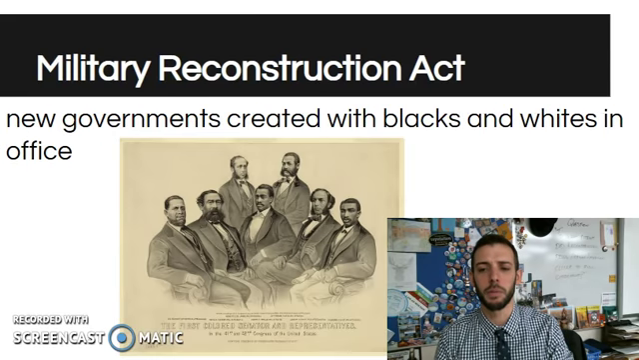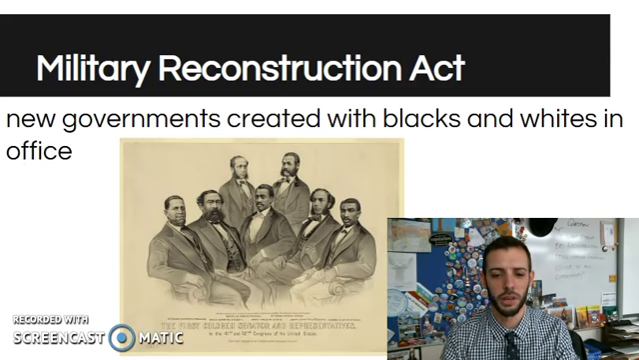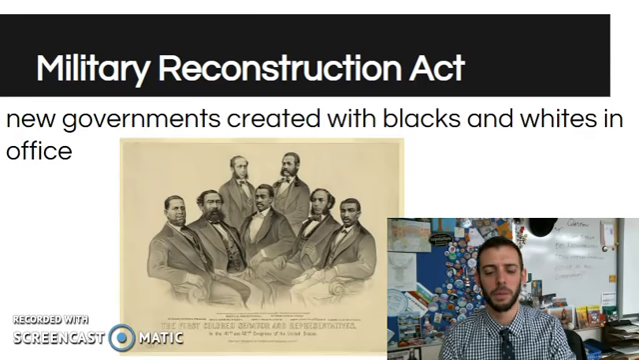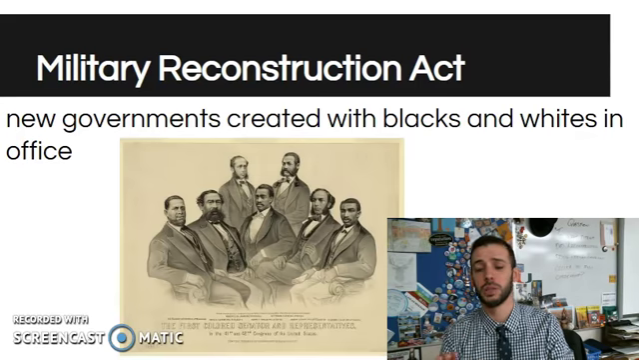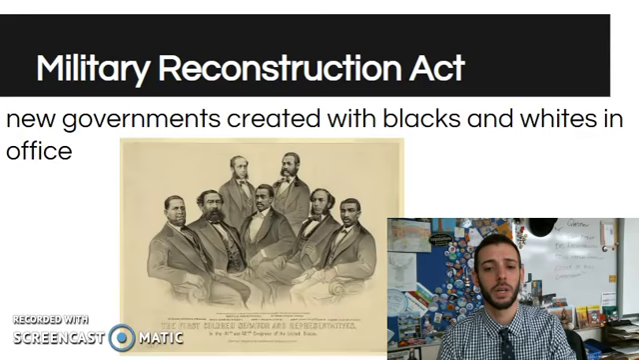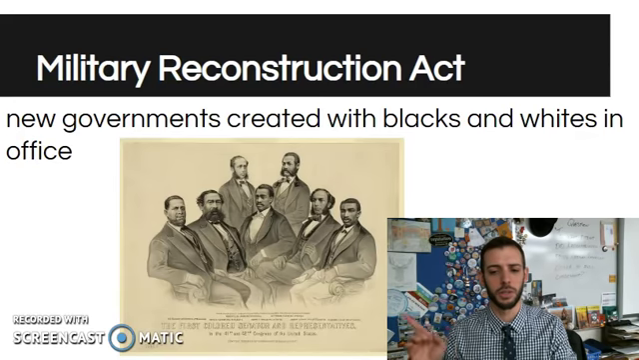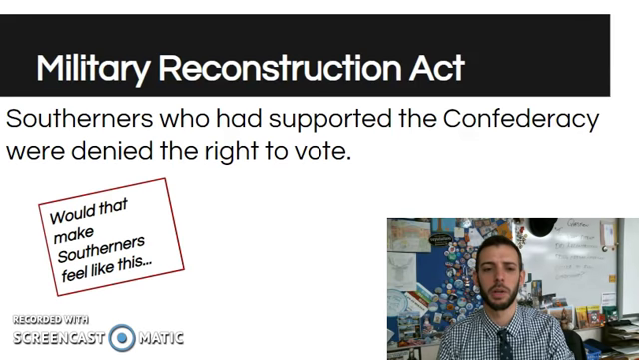Well, those new governments are now created with blacks and whites in office. This image right here shows you the first colored senator and representatives. Again, I talk about in my class that the term colored is used in history, but it is not an appropriate term to be used any longer. You wouldn't call somebody that, but I'm just describing what it says on this painting right here, or on this image.